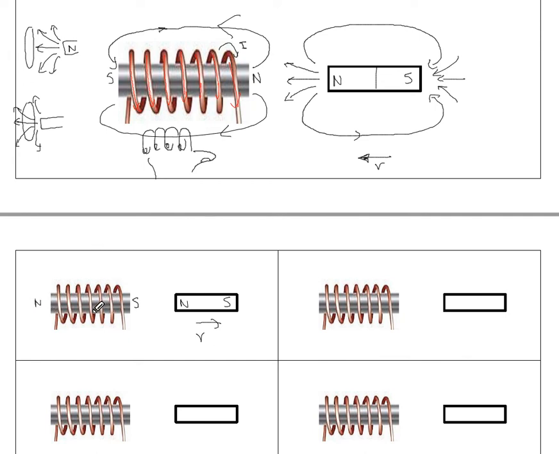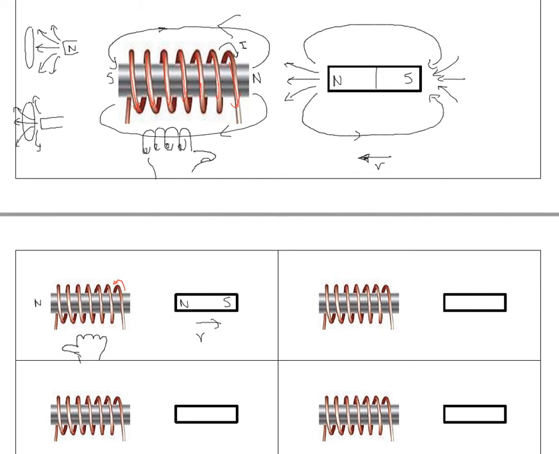And I'm going to use my right-hand rule. So for this right-hand rule, my thumb is going to be pointing towards the north of the solenoid. And those are my knuckles. And you can see that our current is going to go in the opposite direction. So the current's going to travel in the opposite direction, around, like so.